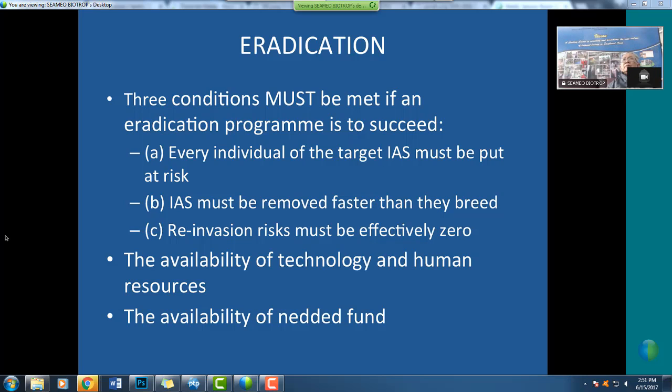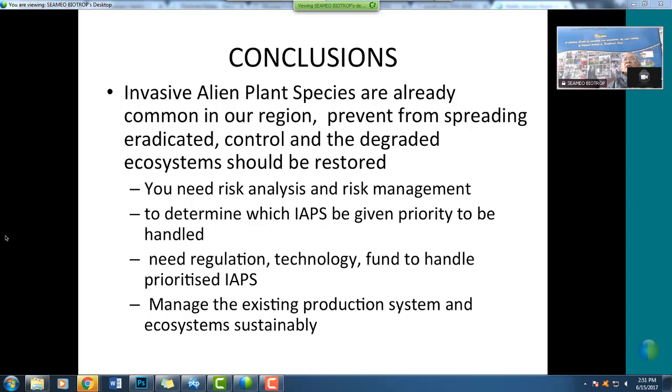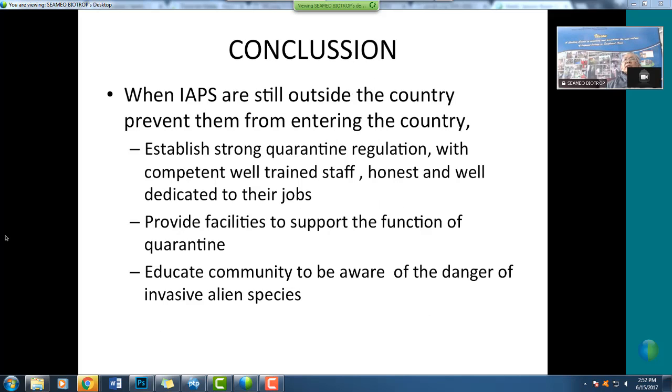Next slide. We have the conclusion that invasive alien plant species are already common in our region. We must prevent them from spreading, eradicate and control them, and the degraded ecosystem should be restored. You need risk analysis and risk management to determine which invasive alien plant species to be given priority. You also need regulation, technology, and funds to handle prioritized invasive alien plant species, and manage the existing production system and ecosystem sustainably.